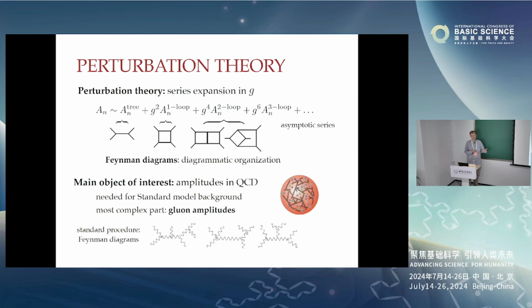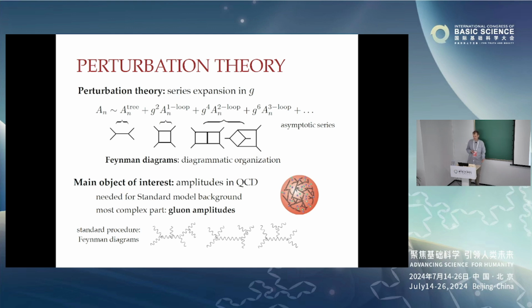Of course, this perturbative series is typically not convergent. It's an asymptotic series. There are non-perturbative effects in most of the theories that, if you would like to do something precisely, you have to deal with. Now, the Feynman diagrams provide a diagrammatic organization of the terms in the perturbation theory, and this is how most amplitudes have been traditionally calculated.